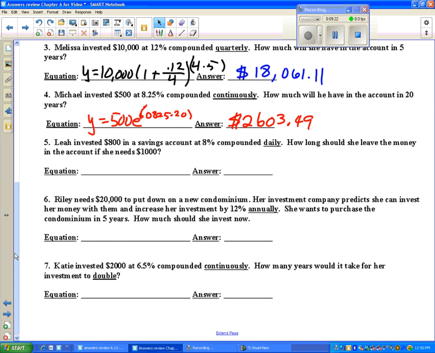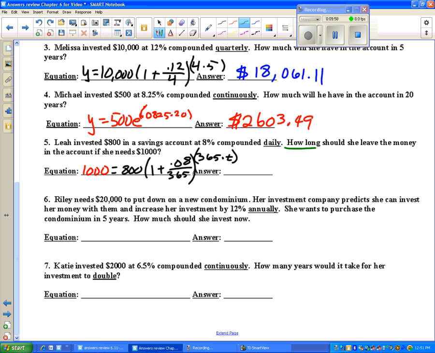How long should she leave the money in the account if she needs $1,000? So this is a little bit different. I want to start off with $1,000. That's the amount of money I want. I started out with $800. This is 1 plus my rate, 0.08, divided by daily is 365 days, to the 365 times t, which is what's missing. I don't know how long I want to invest this. That's what I want to find. How long should she leave the money in?